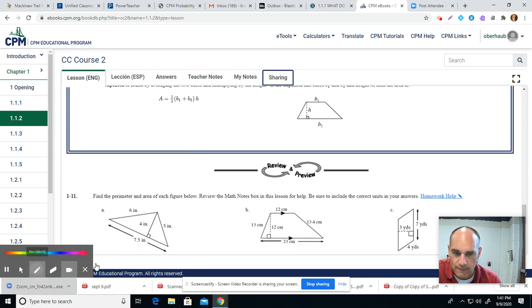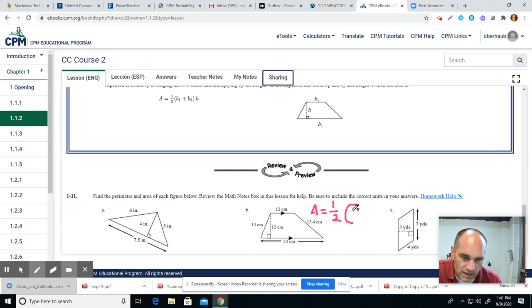That's my first thing. So area equals, and that formula from that other sheet is 1/2, and then in parentheses, base 1 plus base 2, end parentheses, and then the height. So the first thing I ever do is I just write down my formula.